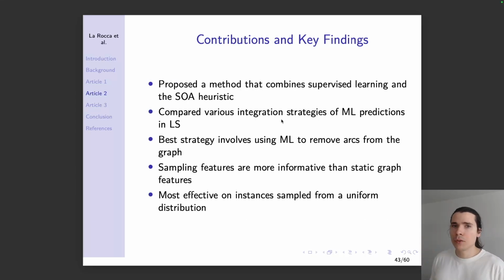In this paper, we propose to combine supervised learning and a state-of-the-art heuristic. We tried different ways of integrating them, and we found that the best way is to remove the arcs from the graph. Sampling features are very informative, and they give you way more information relative to static graph features, such as node graph features. Also, our results suggest that it's most effective on instances sampled from a uniform distribution.